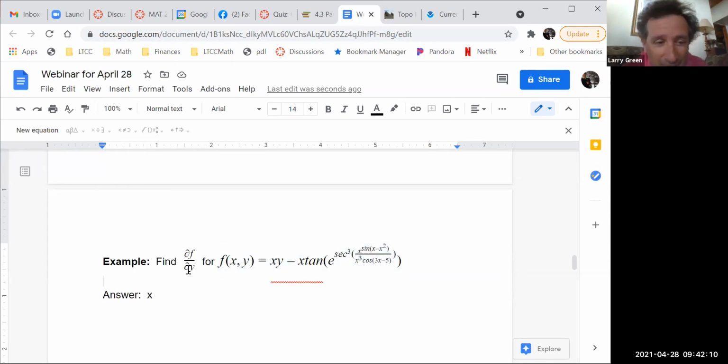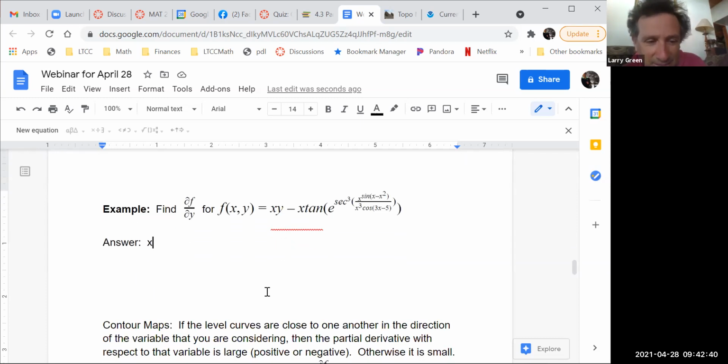If I change this del f del y to del f del x, then you just would start crying. Sound right? Because then this really is evil. And I wouldn't do that to you. That's too evil. But if you want to find the derivative with respect to y, we can do it. Any questions on this example? Okay, so let's look at pictures.